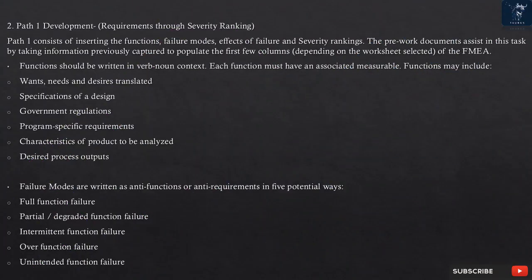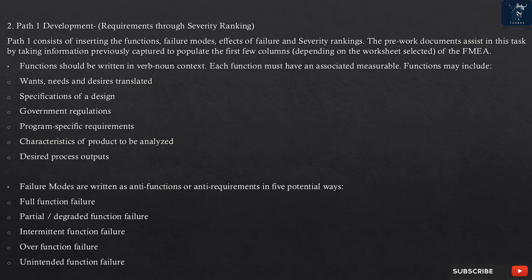Path 1 development, requirements through severity ranking. Path 1 consists of inserting the functions, failure modes, effects of failure and severity rankings. The pre-work documents assist in this task by taking information previously captured to populate the first few columns of the FMEA, depending on the worksheet selected. Functions should be written in verb-noun context. Each function must have an associated measurable.